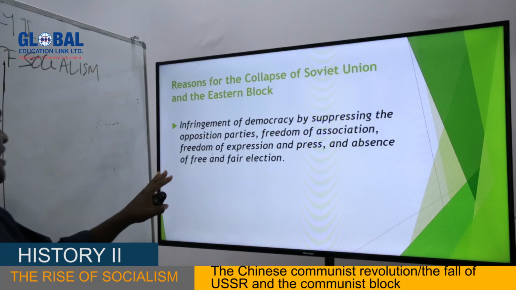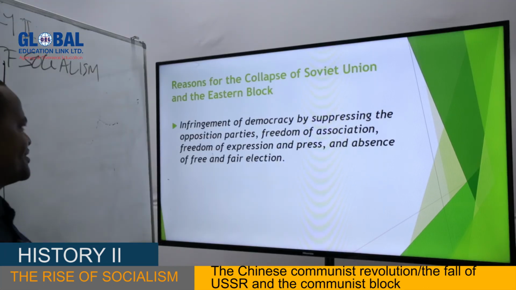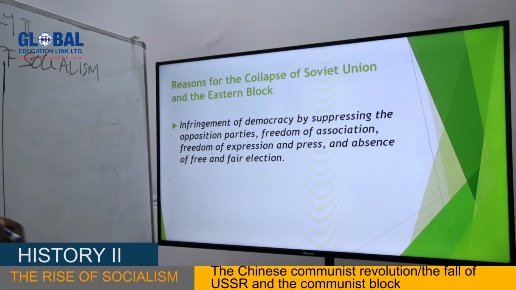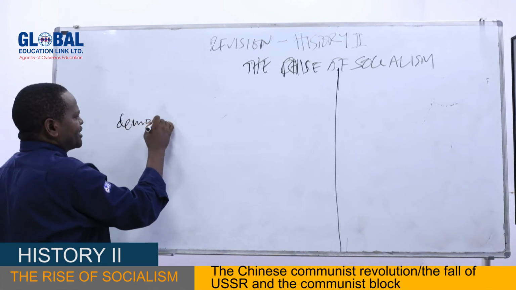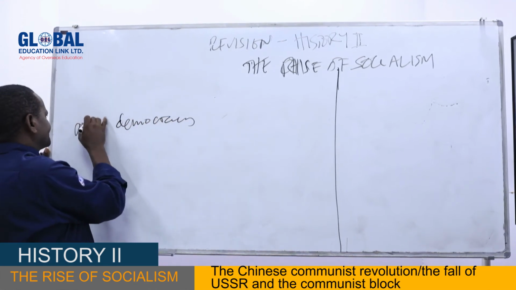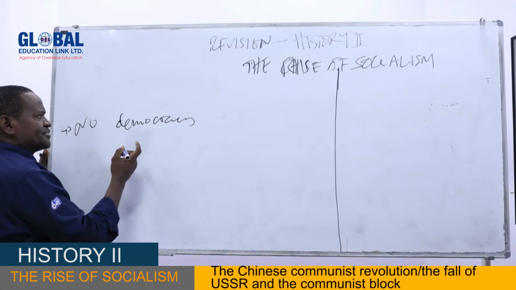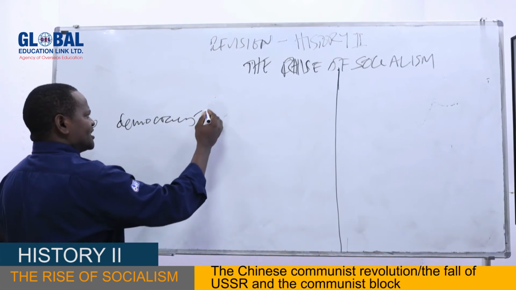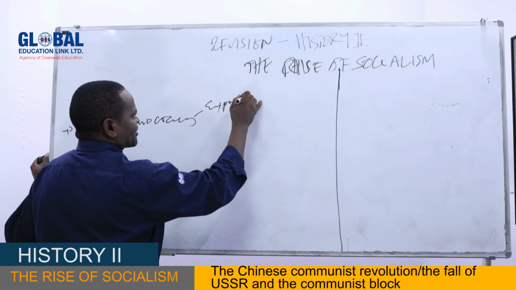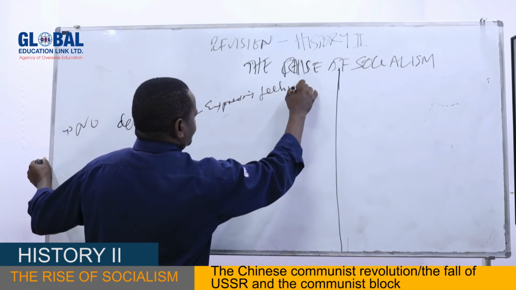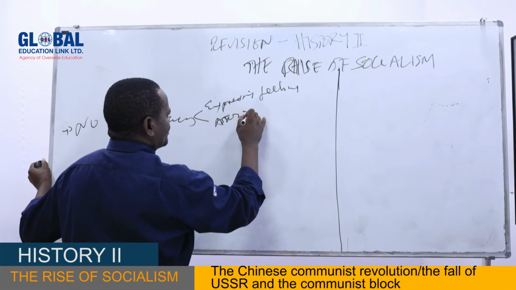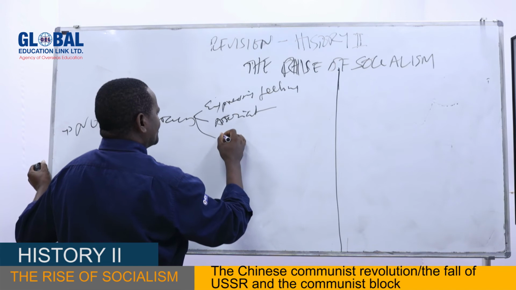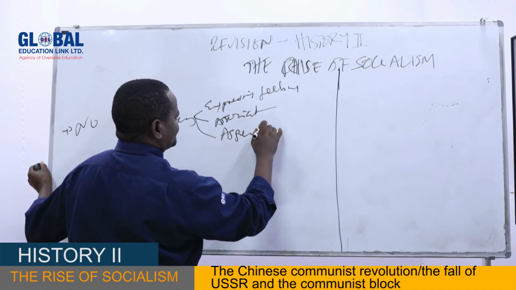Another point is the infringement of democracy by suppressing the opposition parties, freedom of association, freedom of expression, and so on. There was infringement of democracy. There was no democracy in these countries. And because there was no democracy, it means people had no right of expressing their feeling, to express what they feel. There was no freedom of association. There was no freedom of assembly, so to say.